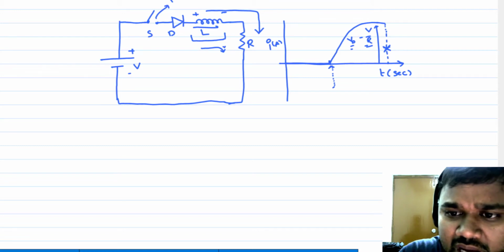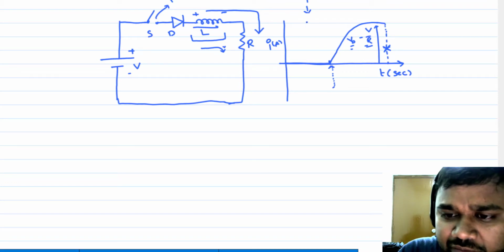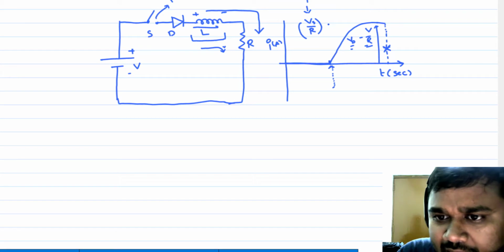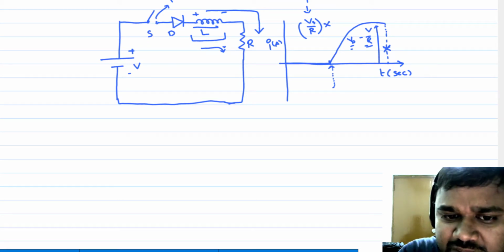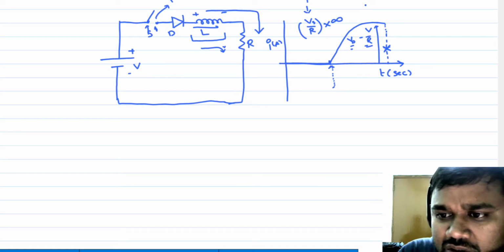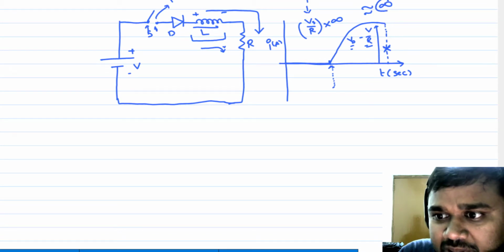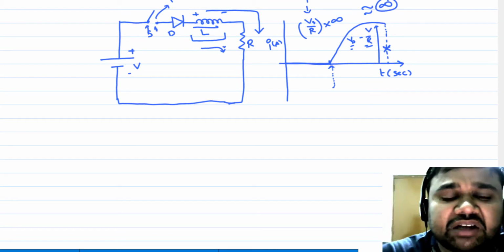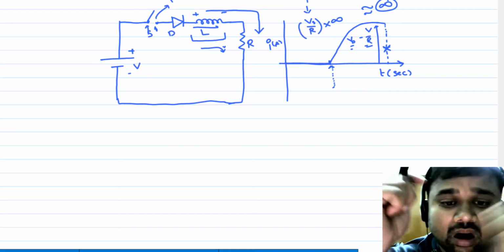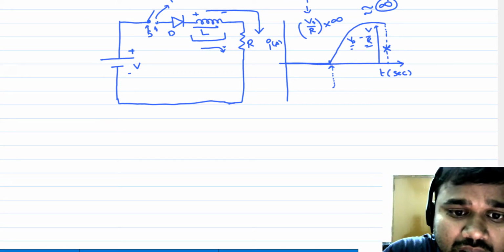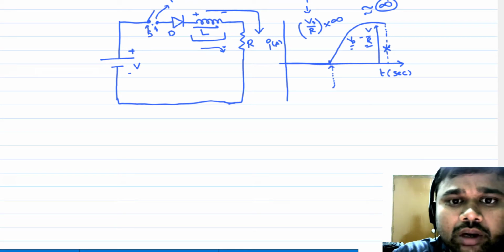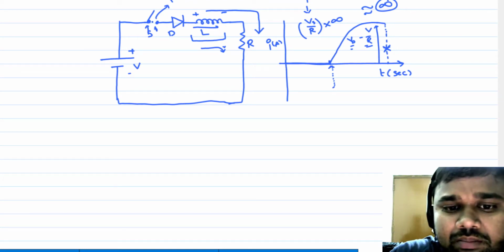Now the current is still there. That current is how much? Vs by R. The current is still flowing, and the resistance between these two terminals is infinity. So the voltage becomes infinite. That means an infinite amount of voltage will appear across the switch, and the switch will blast.